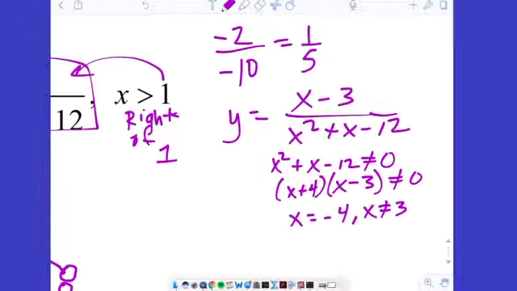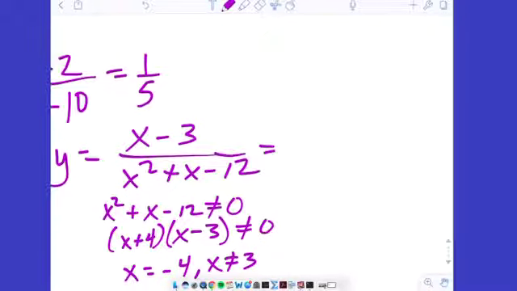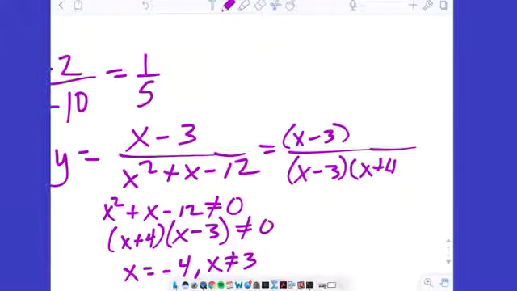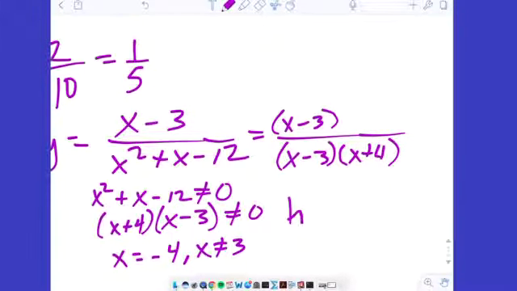So are we going to see any of those discontinuities? In other words, is -4 or 3 to the right of 1? Only one of them is, right? -4 is not to the right of 1, but 3 is. So if we were to factor this completely, it would be x minus 3 all over (x minus 3) times (x plus 4). What type of discontinuity do we have at 3? There's a hole. This function would have a hole at 3, comma, and you remember how to find the y value of the hole?